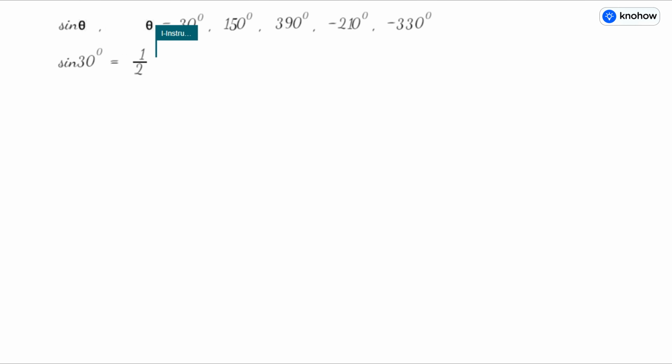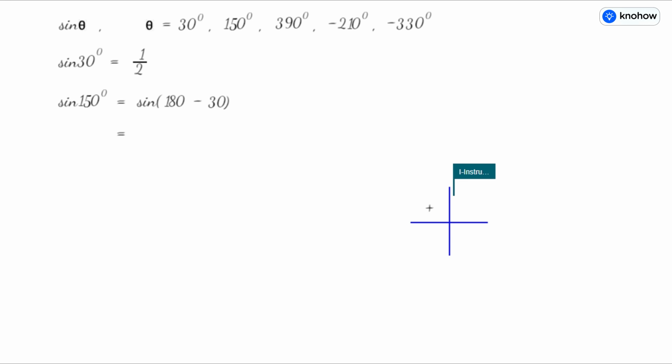What about sine 150 degree? How do you work it out? 150 degrees is in the second quadrant, so it should be written as 180 minus 30, and sine in the second quadrant is positive. So sine 180 minus alpha is sine alpha, that is sine 30. So the value of sine 150 is also half.